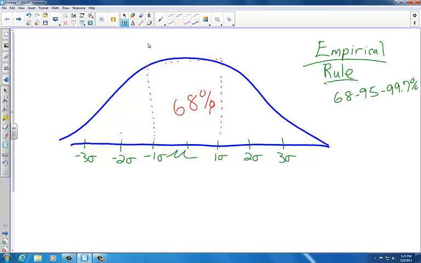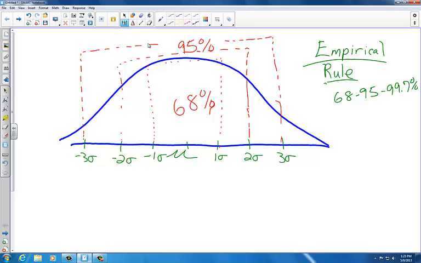We can expect 95% of our data to fall within 2 standard deviations of the mean. And we can expect 99.7% of our data to fall within 3 standard deviations of the mean. This is very useful, but it works best with large populations.